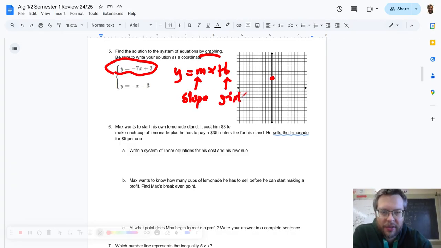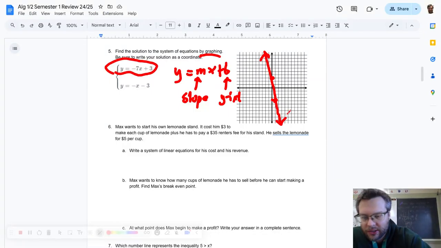Slope is -7. That means I count down 7 and over 1 to the right. 1, 2, 3, 4, 5, 6, 7 over 1 to the right. Let's do that again. 1, 2, 3, 4, 5, 6, 7 over 1 to the right. So this line there is the first equation.